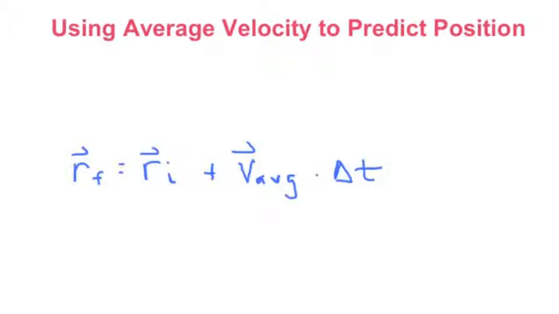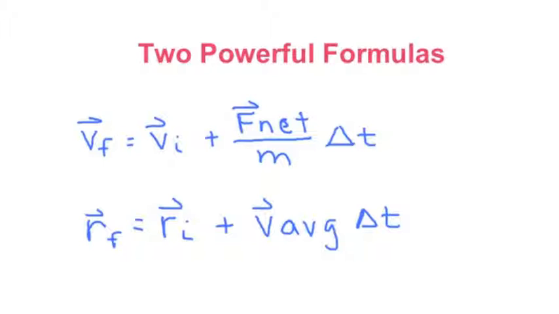Being able to predict velocity doesn't give us everything we need in order to predict motion. We also need to be able to predict future position. We can predict future position, denoted by r_f, if we know the initial position and the average velocity over a time interval that is small enough for the velocity to remain relatively constant. We now have two very powerful formulas that we can use to construct our model.